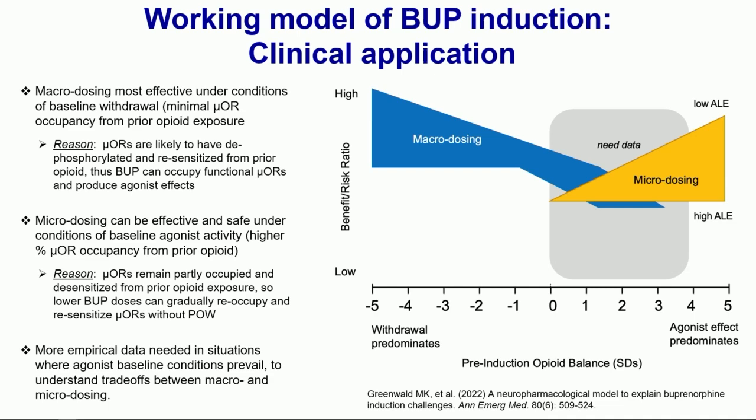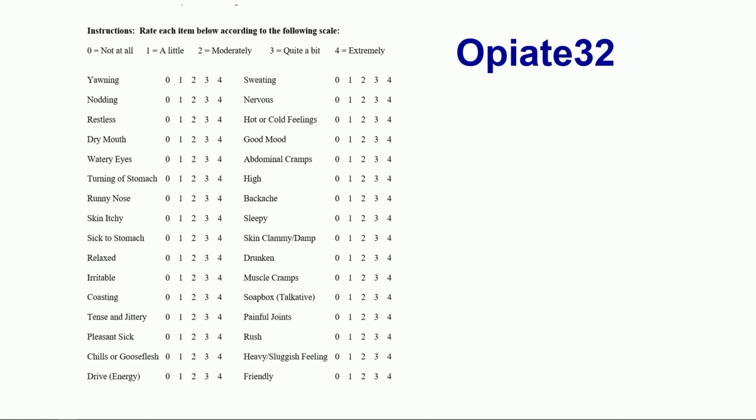So there's an actual questionnaire instrument that I've used in about 15 published studies now called the Opiate 32. And if you look down the list, starting on the left, the odd numbered items, yawning, restless, watery eyes, runny nose, et cetera, all of those are withdrawal symptoms.